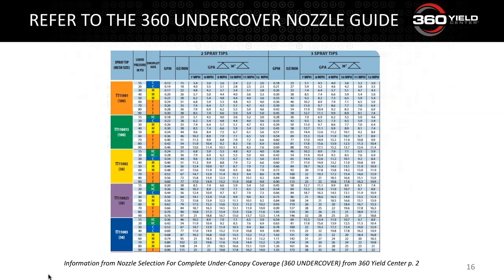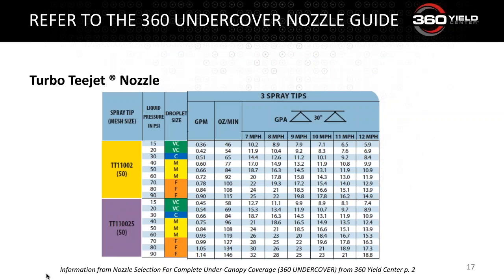So if I go to the next slide, I've taken the liberty of cutting out all the stuff we don't need to look at, because I quickly figured out that either the Turbo T1102 or the Turbo T110025 are going to be the ones that I want to use. I got rid of the 2 spray tip side, and we're going to hone in and really talk about these numbers. The first thing I want to talk about is the spray tip.